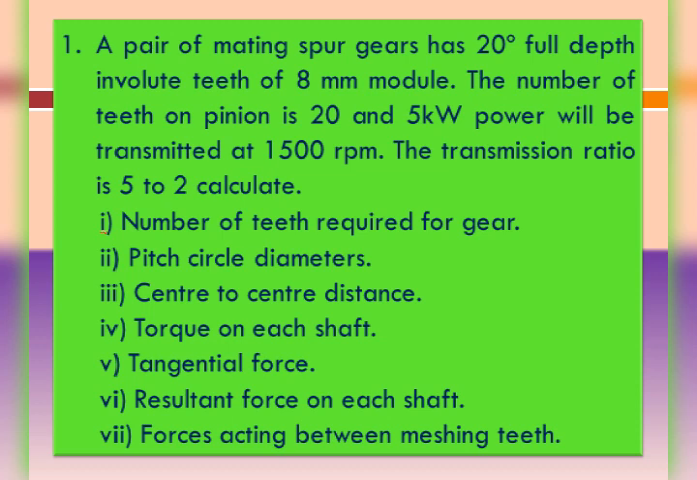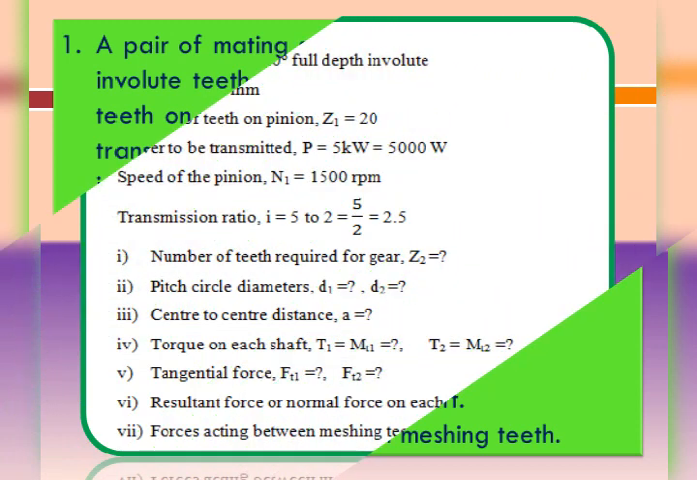Calculate the first one, number of teeth required for gear, second one, pitch circle diameters, third one, center to center distance, fourth one, torque on each shaft, fifth one, tangential force, sixth one, resultant force on each shaft, and seventh one, last one, forces acting between the meshing teeth. These are all the various unknowns we need to find, in the statement of the problem.